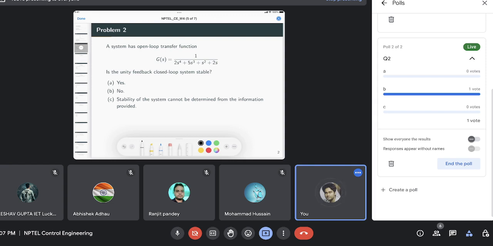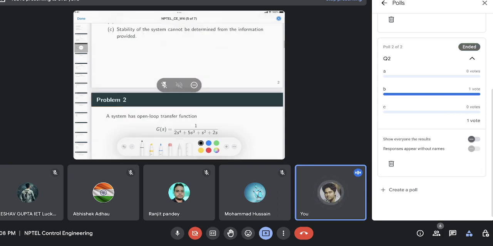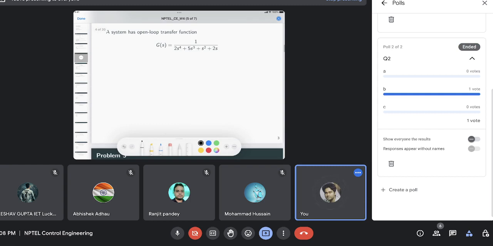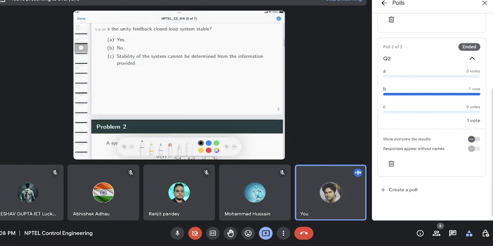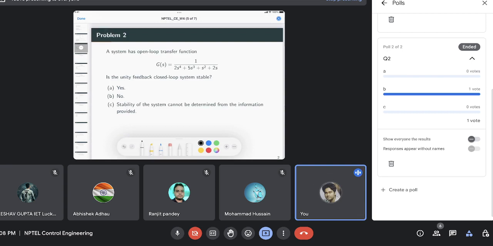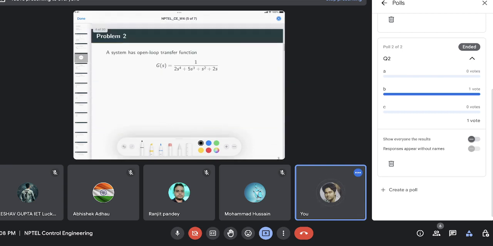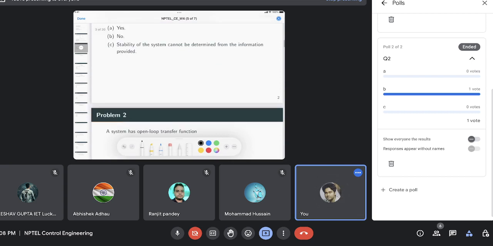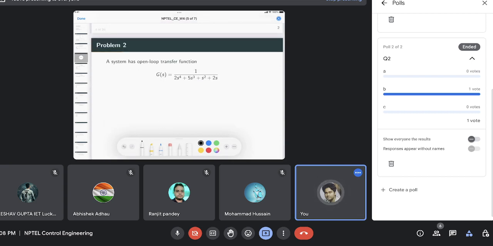Okay, so let's discuss this question. Again, a very simple one. You just apply the Routh-Hurwitz criterion to verify the stability. Because it's an open loop transfer function, first you have to find the closed loop, and you are given unity feedback. So the transfer function will be G by 1 plus GH, where G is the feed forward gain and H is the feedback gain, and you are given H equal to 1.